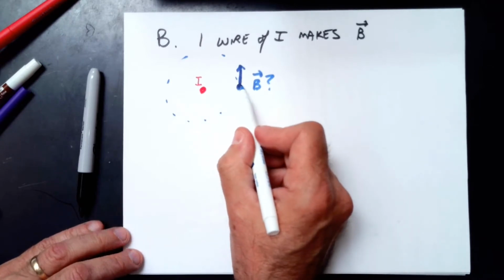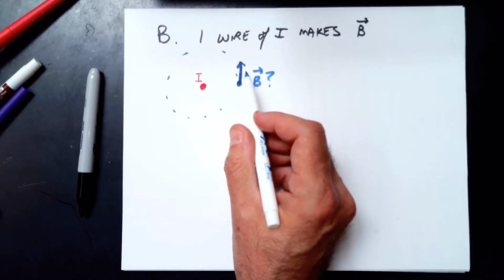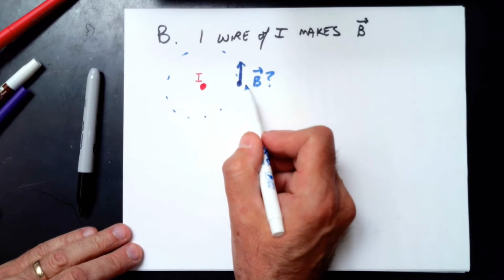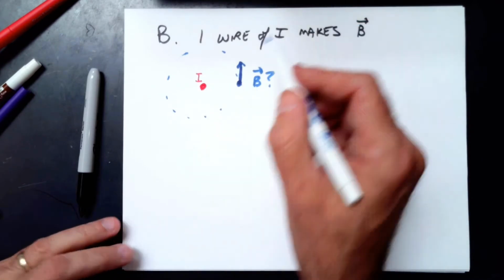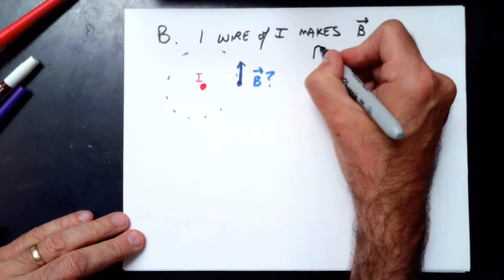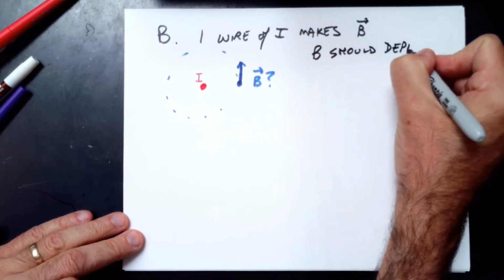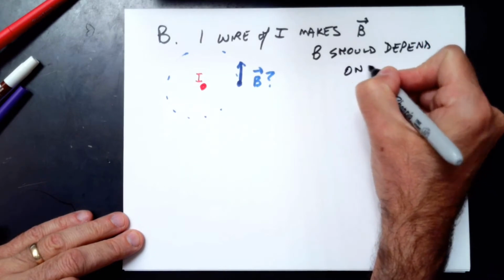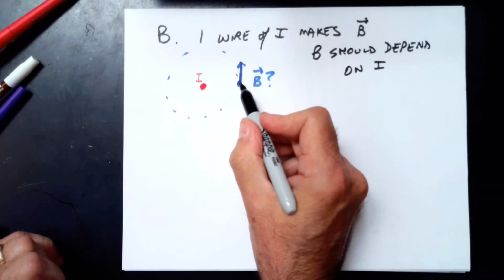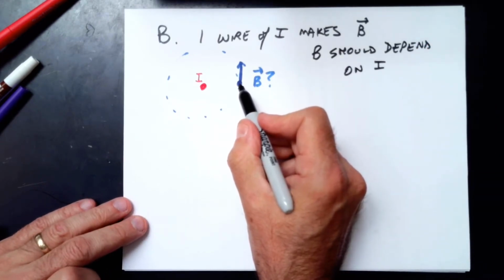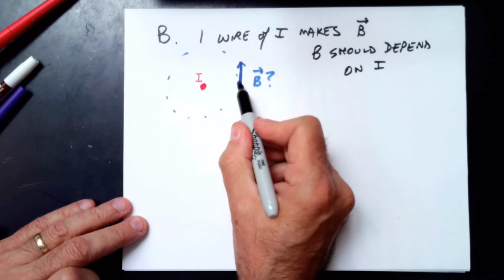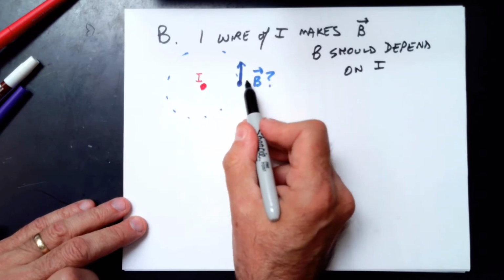Okay, and what should the length of this arrow depend on? In other words, what makes B stronger or weaker? Well, of course, I. So B should depend on I. And what else should make B weaker, if I could do anything I wanted to? I could change the current, but what else could I do? I can move farther away, or I can move closer.